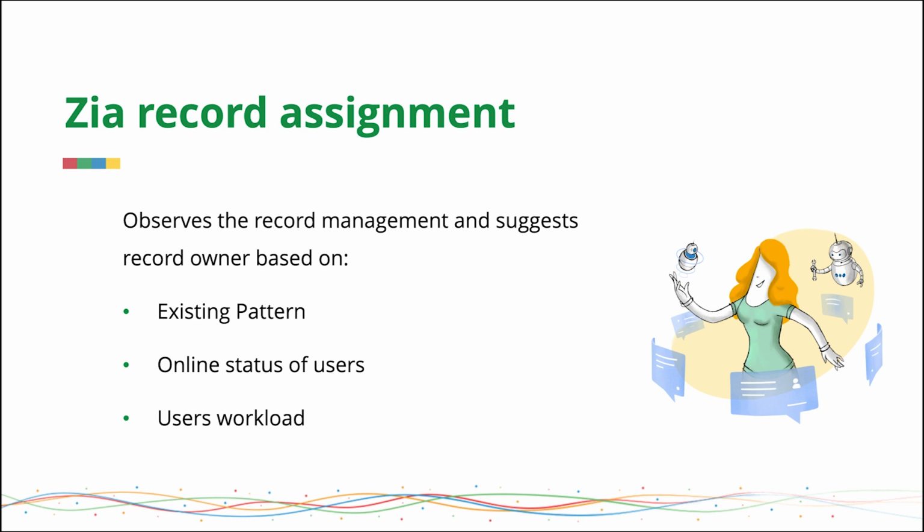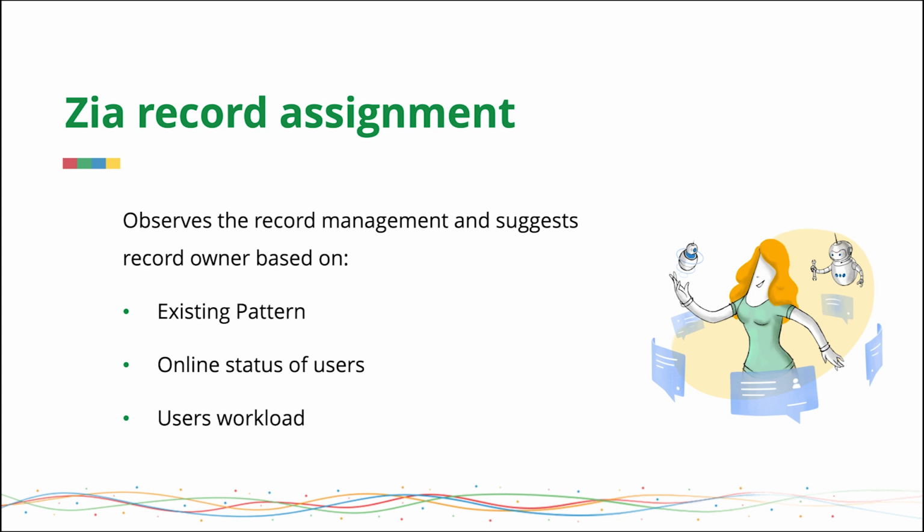For example, if user A mostly manages email communication, then the records that have value in the email field will be assigned to user A. Similarly, if the email field is empty and the phone number field has a value, then that record will be assigned to a user that mostly manages calls.